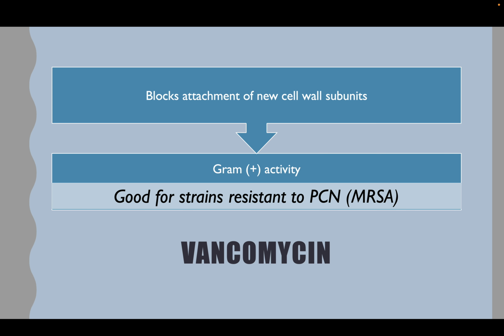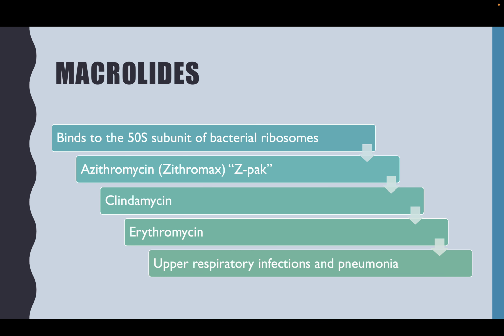And we have vancomycin, and vancomycin works by blocking new cell wall units, so the building of the bacterial cell wall, and degrades bacteria that way. It's only used for gram-positive bacteria, and it is first-line, front-line treatment for MRSA, for methicillin-resistant bacteria.